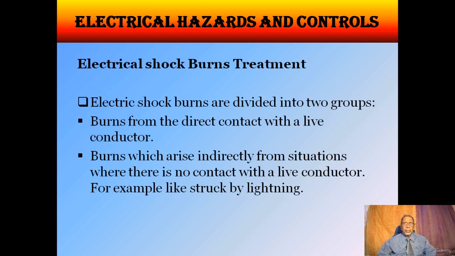Electrical shocks can create burns on your body. We should know how to treat the burns due to electrical shocks. Electric shock burns are divided into two groups. The burns from direct contact with a live conductor, that is one, and the burns which arise directly from situations where there is no contact with a live conductor. For example, you are struck by lightning.